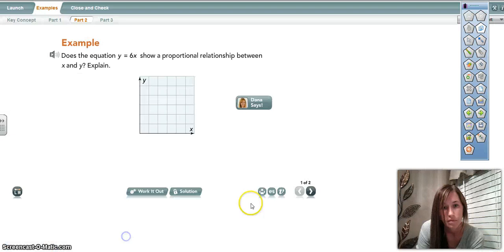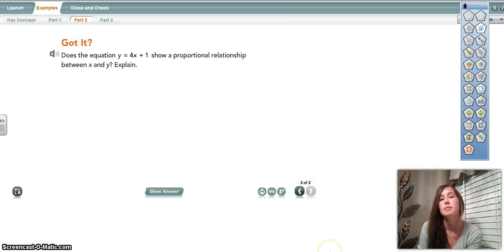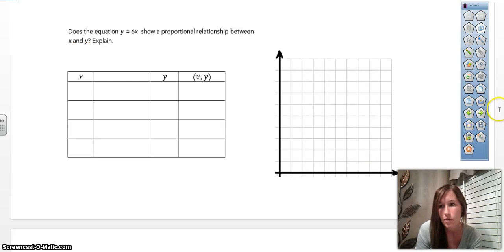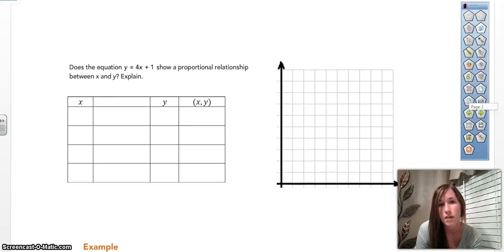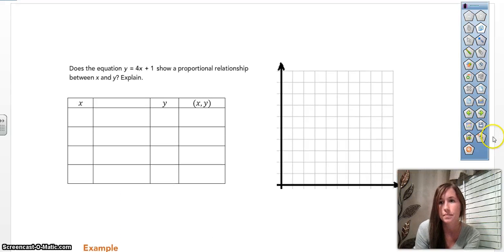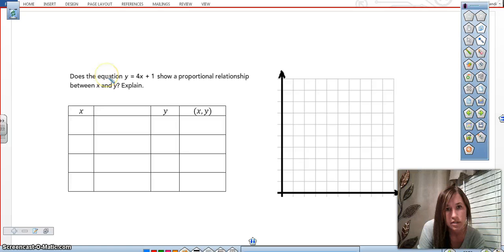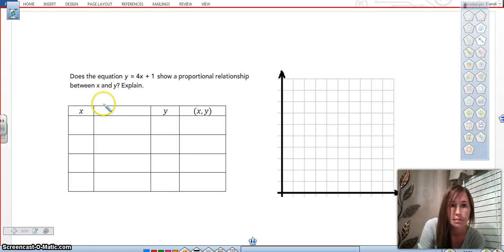Okay, let's try the next one. Again, I provided you a table to fill out, which can help you organize your work, and a graph to work with. If you aren't given a graph, you have to create it. This rule tells us that we'll take our x value times 4 and we'll add 1. I like to put the rule here, it gives me some space to work out the problem. So I get to choose whatever x values I want. I might as well choose easy ones.